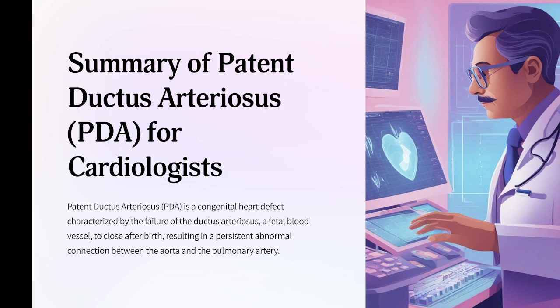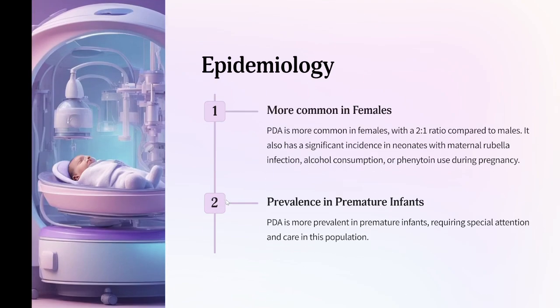Summary of patent ductus arteriosus, PDA, for cardiologists. Description. Patent ductus arteriosus, PDA, is a congenital heart defect characterized by the failure of the ductus arteriosus, a fetal blood vessel, to close after birth, resulting in a persistent abnormal connection between the aorta and the pulmonary artery.